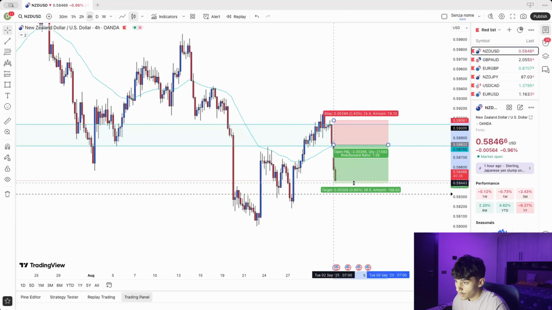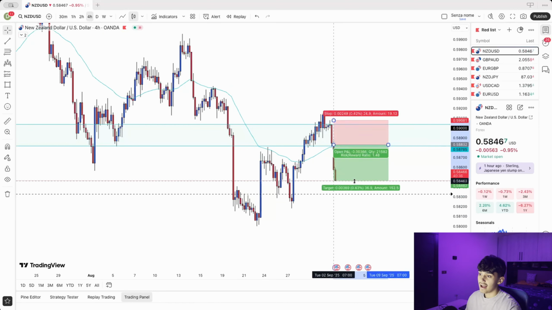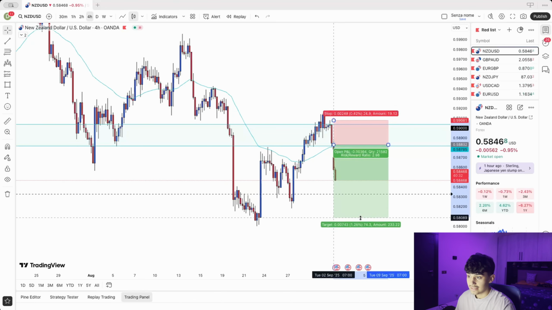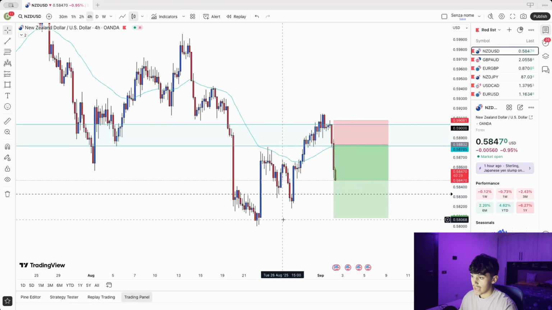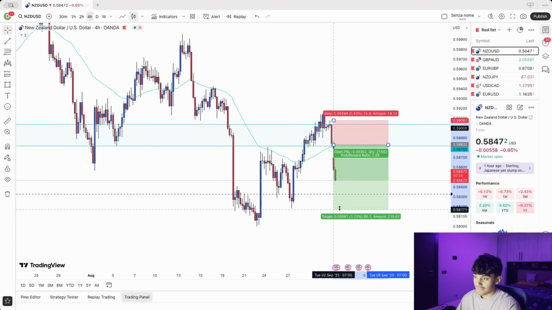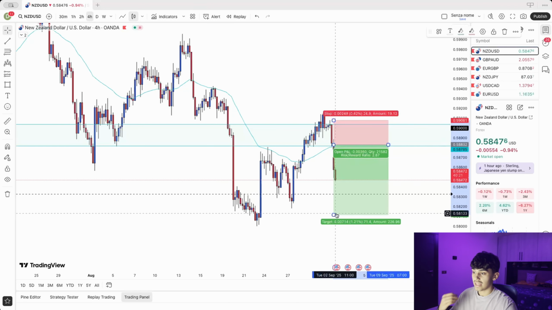Right now we are floating a 1.5 risk to reward in profit. My ideal take profit will be the 1 to 3 at this zone here, but maybe I can close it even before at the 1 to 2. We will see, guys, what the market continues giving us.